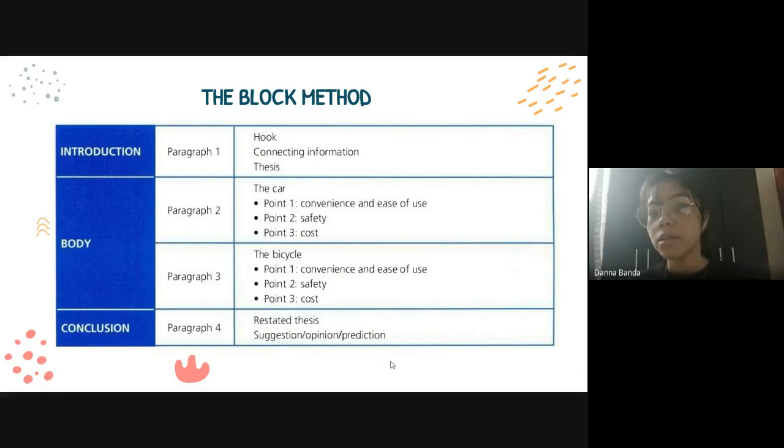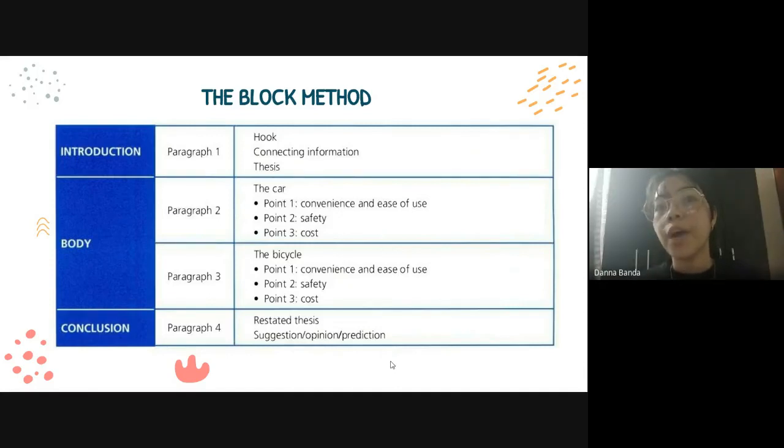Okay, for differences, we could write something like this: cars and bicycles are both modes of transportation, yet they differ in many things. Okay, and you see that here I use the word yet to show a contrast, and I also put the word differ, and that word is vital to let my reader know that this is going to be an essay focused on differences.